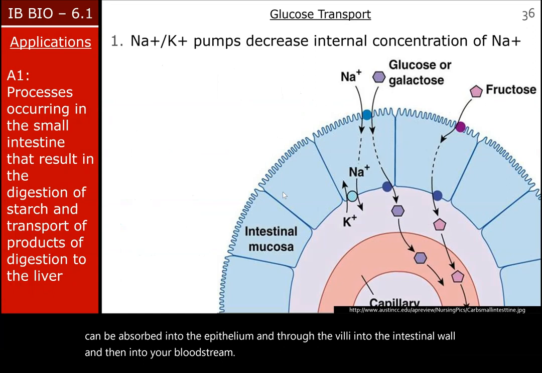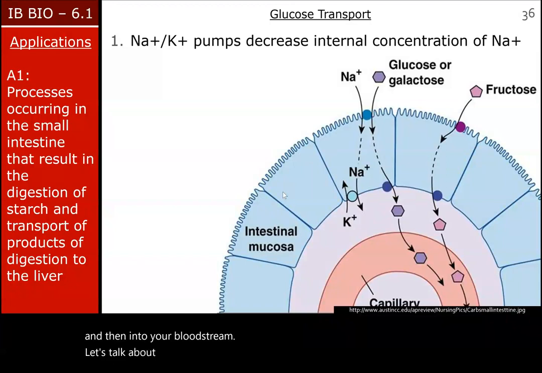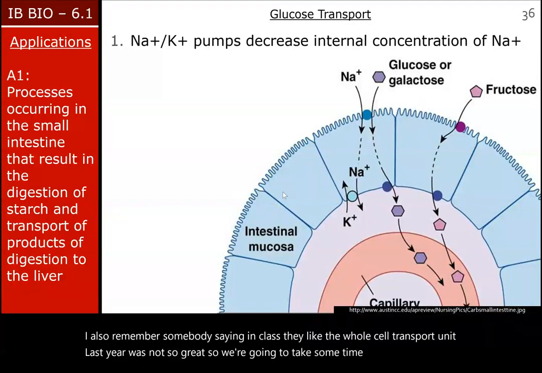Let's talk about that transport. So, I also remember somebody saying in class they felt the whole cell transport unit last year was not so great. So, we're going to take some time and make sure we review those steps.